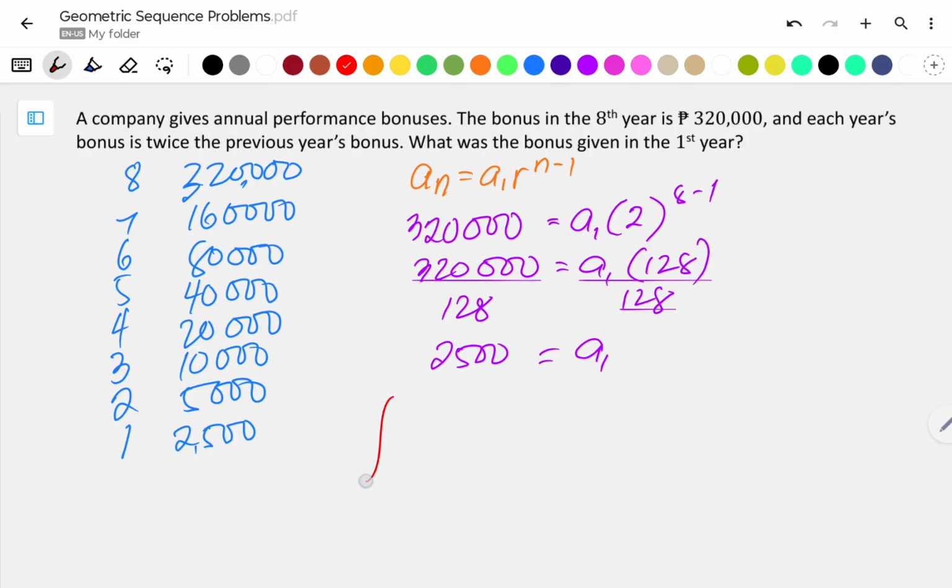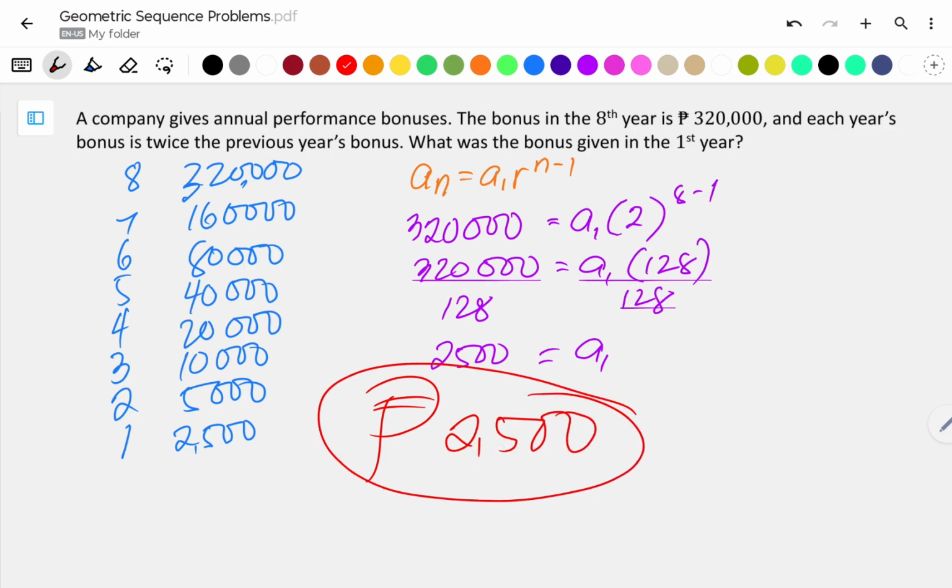So indeed, it's 2,500. So what was the bonus given in the first year? Just started with 2,500.